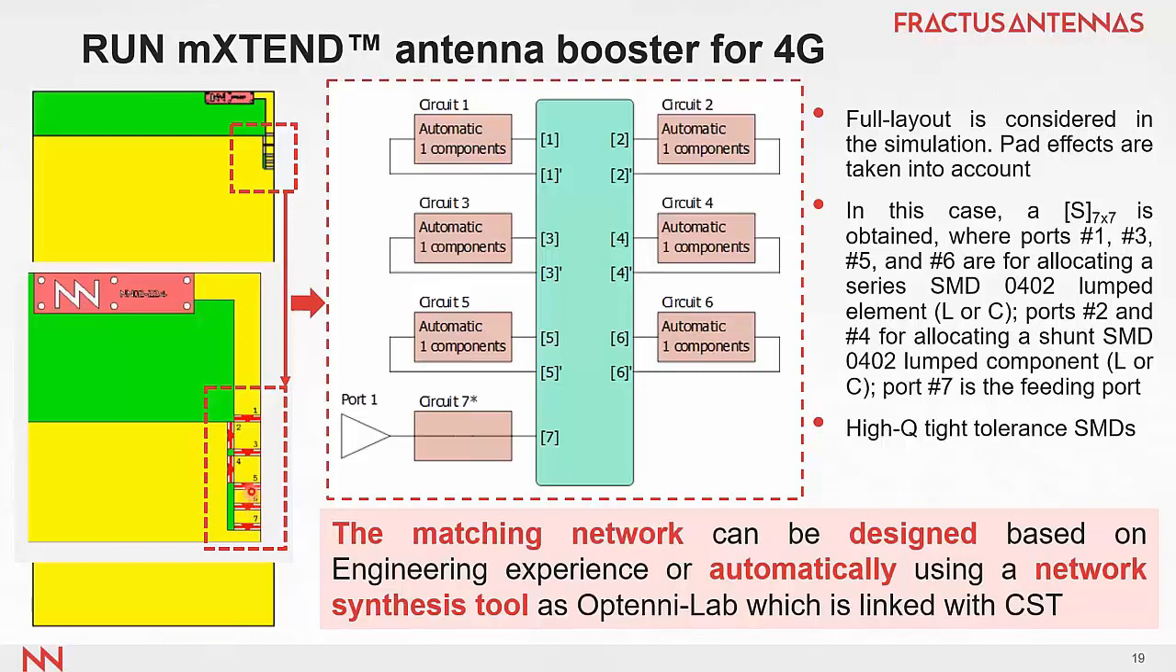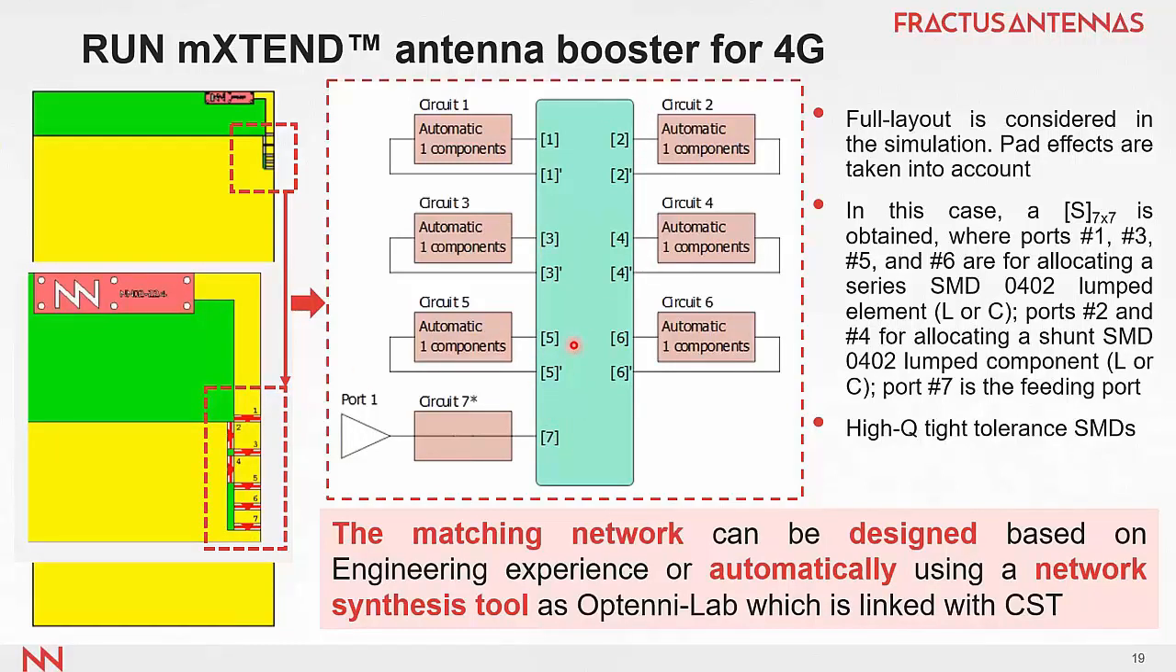So the design of this matching network, which maybe can have up to 7 components, we can address from our experience. We have experience in designing matching networks, but if not, no problem at all. We can do it systematically and in an automatic way by using Optenni Lab, which has a link with CST. Once we get the simulation, the S parameters from CST, we export this matrix. This is an S matrix 7 by 7 because we have 7 ports. This is in green color.